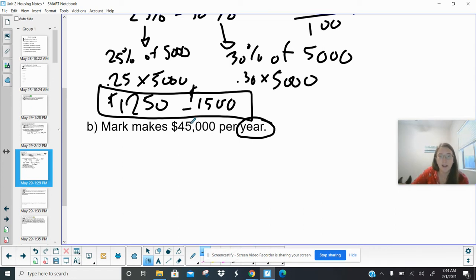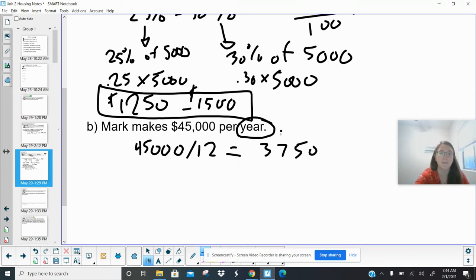So I want you to go ahead. He makes $45,000 in a year. How much does he make in a month? Go ahead and find that. Well, 45,000 divided by 12. Once again, guys, this is a skill that we're going to have to keep doing outside the context of pay. Let's see, divide by 12. Okay, so each month he makes $3,750 monthly.